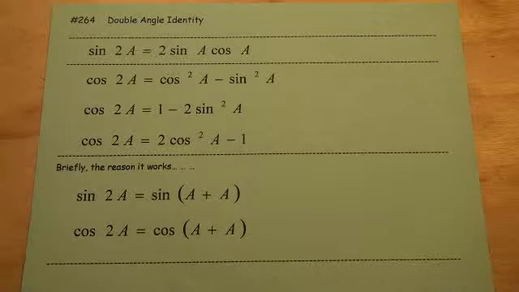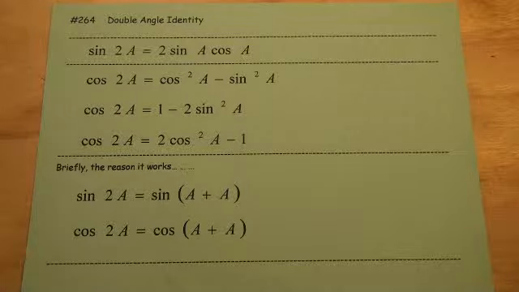Video number 264, the double angle identity. Here we have sine of 2a, so sine of twice as much as a, which is why it's called the double angle identity. This one's easy. Sine double a equals 2 sine a cosine a. All right, that one's pretty straightforward.